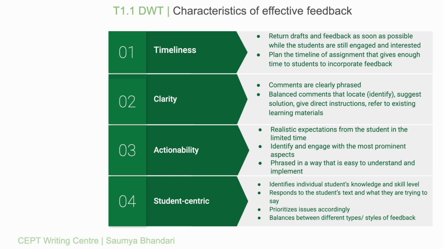Finally, here are the key characteristics of effective feedback that we want our feedback to reflect. It needs to be timely, so that it is delivered while students still have time to act on it. It needs to be clearly phrased and articulated, which means that the comments avoid any sort of ambiguity or confusion. Feedback needs to be actionable, proportionate to the time students have to work on the draft, and finally, it needs to be student-centric. It needs to be adjusted based on individual students' need, knowledge, and skill level.